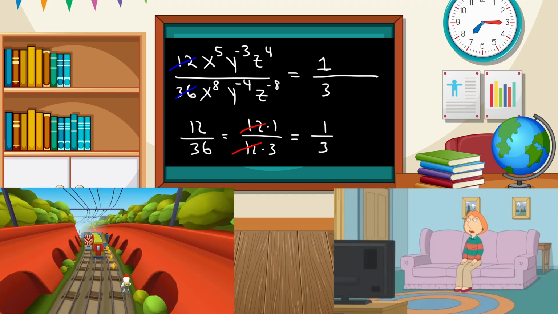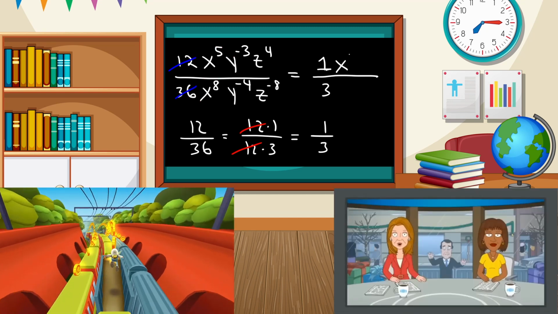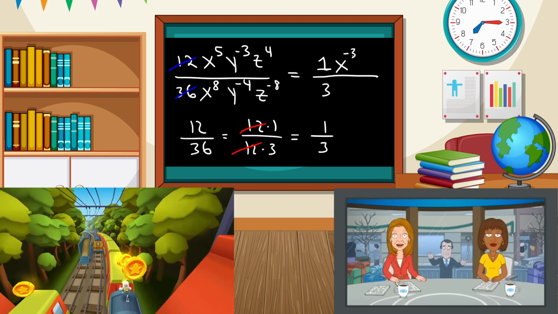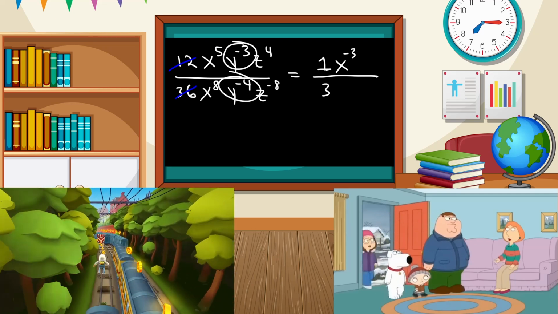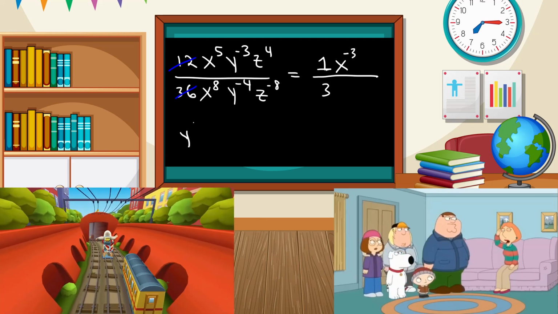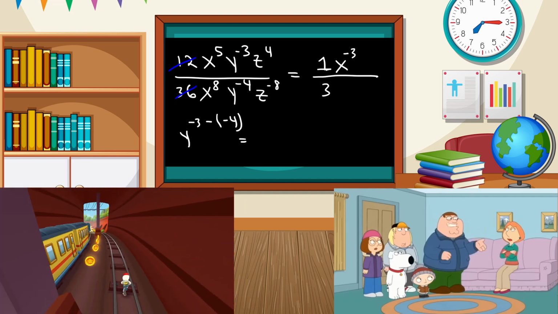Next, we could divide x to the 5th power by x to the 8th power. So initially, the variable will go on top, and it's going to be 5 minus 8, which is negative 3. Now let's move on to the y variables. Let's divide these two. So it's going to be y, and starting with the top exponent, negative 3, and then minus the bottom exponent, negative 4. Now what is negative 3 minus negative 4?